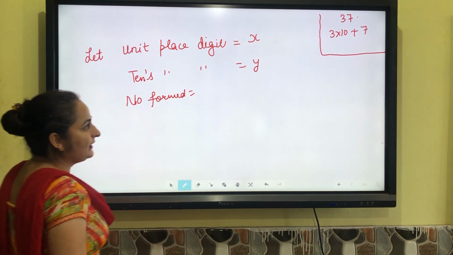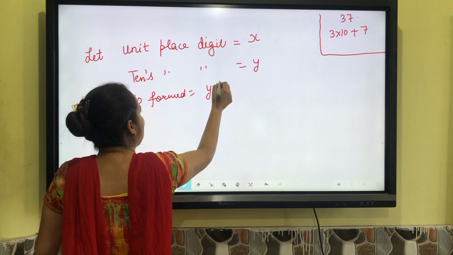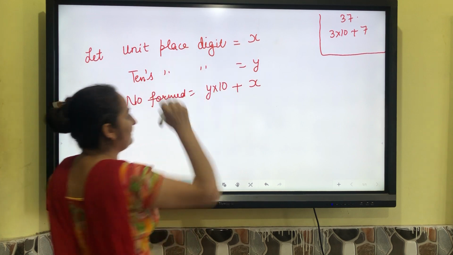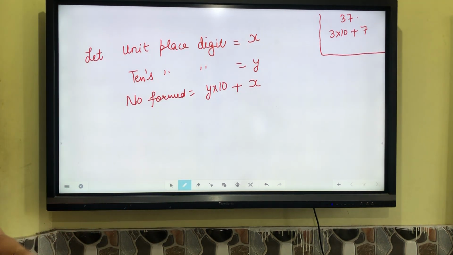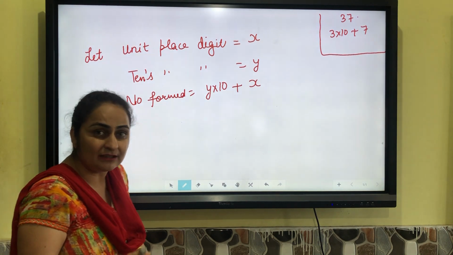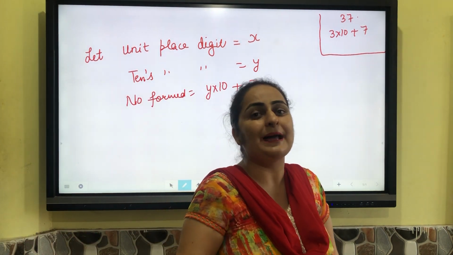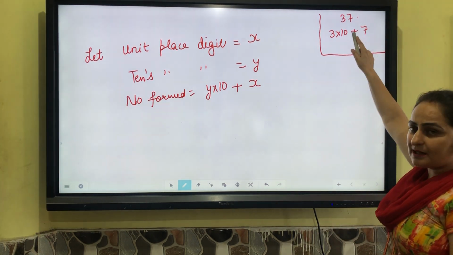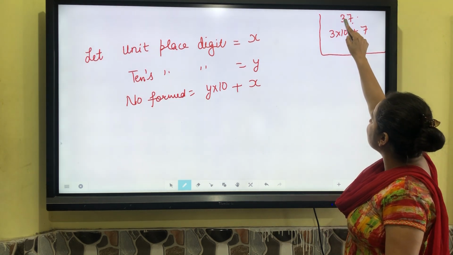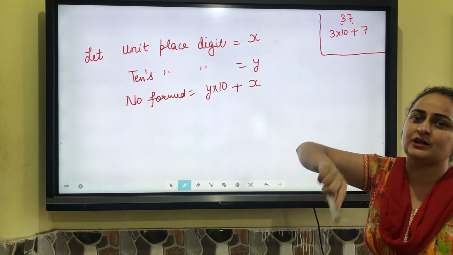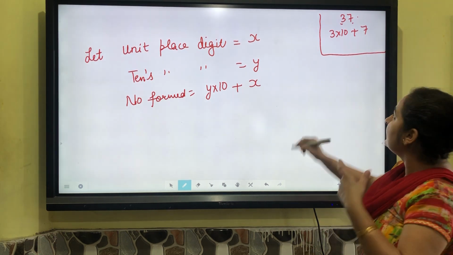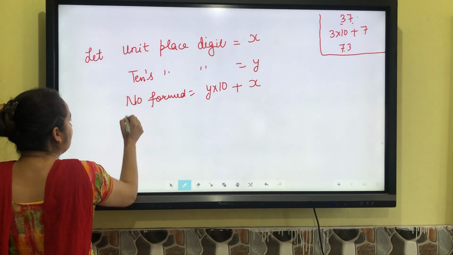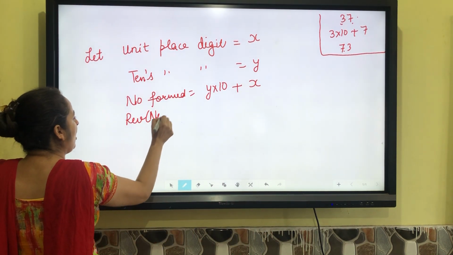what is the pattern for writing the number? Y multiply tens, that is, tens place multiply tens plus ones place multiply 1. And one more step is left here, that is by interchanging the digit or by reversing the digit. What does interchanging or reversing mean? Interchanging means the ones place digit takes the place of tens and the tens digit takes the place of ones. That is, the reversed order is 73. Therefore, interchanged number, reverse number or new number all are the same.